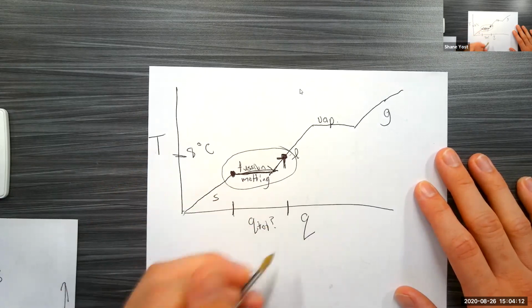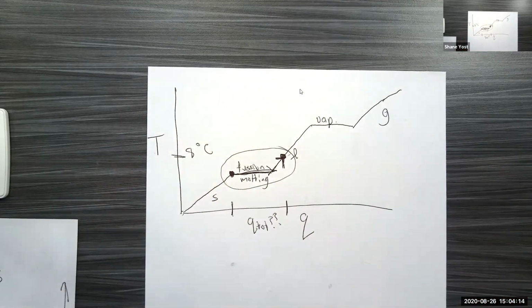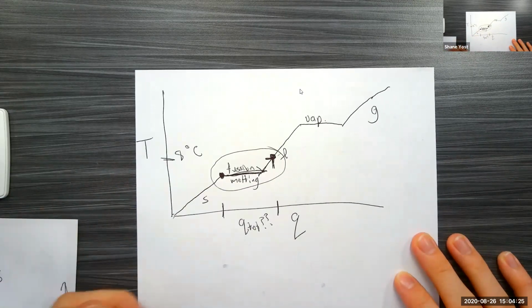What is the total amount of heat that had to be transferred to cause that transition? And so how you solve these heating chart problems is we just break things up into different steps.